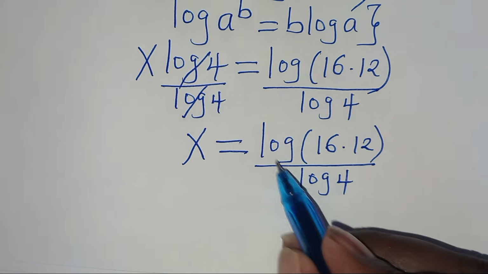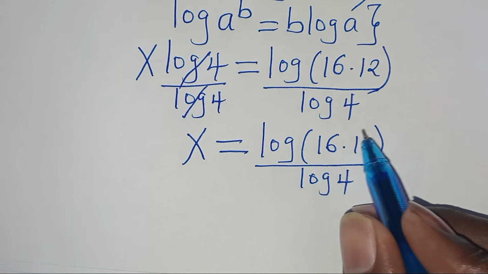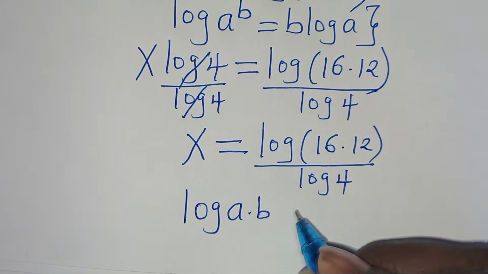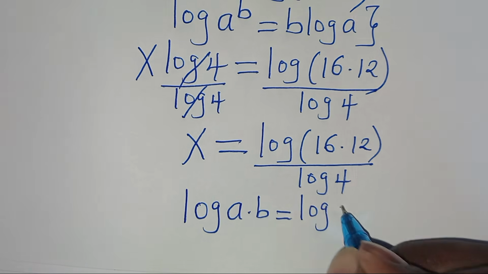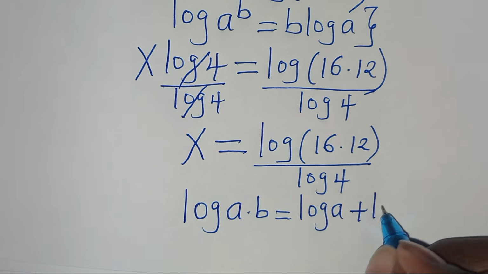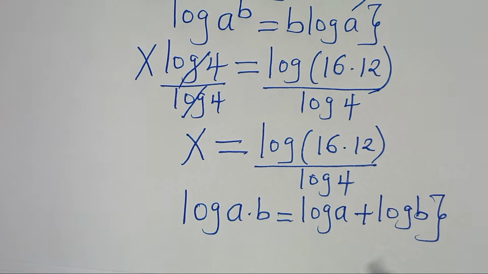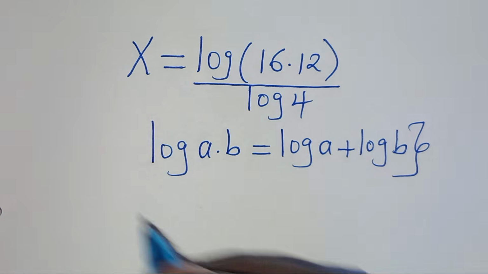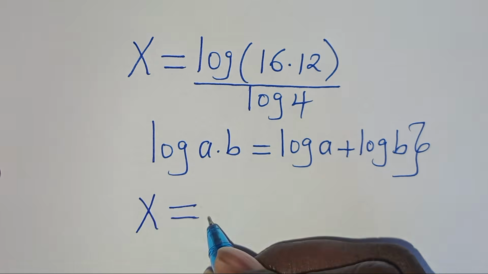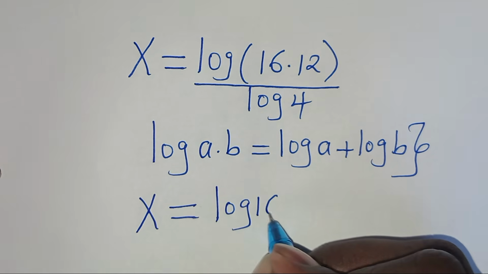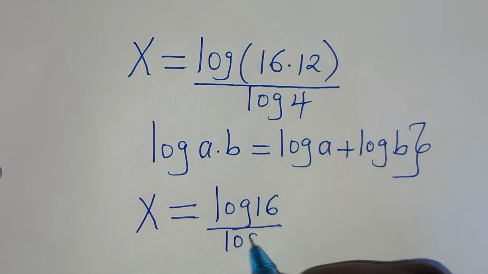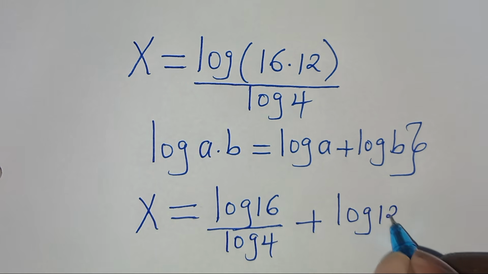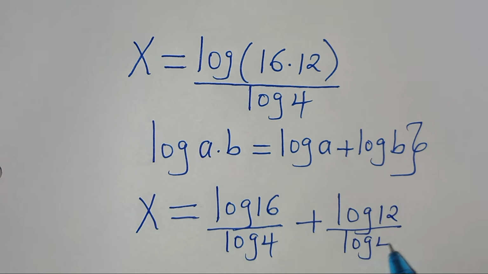The next step is that log 16 multiplied by 12 is in the form of log a times b, which we can express as log a plus log b. Now applying this logarithm property, we have that x is equal to log 16 divided by log 4, then plus log 12 divided by log 4.